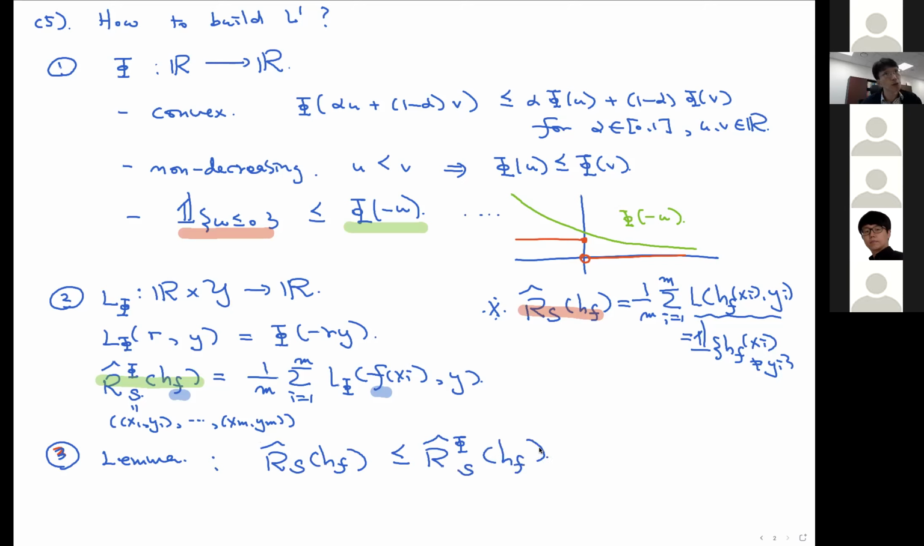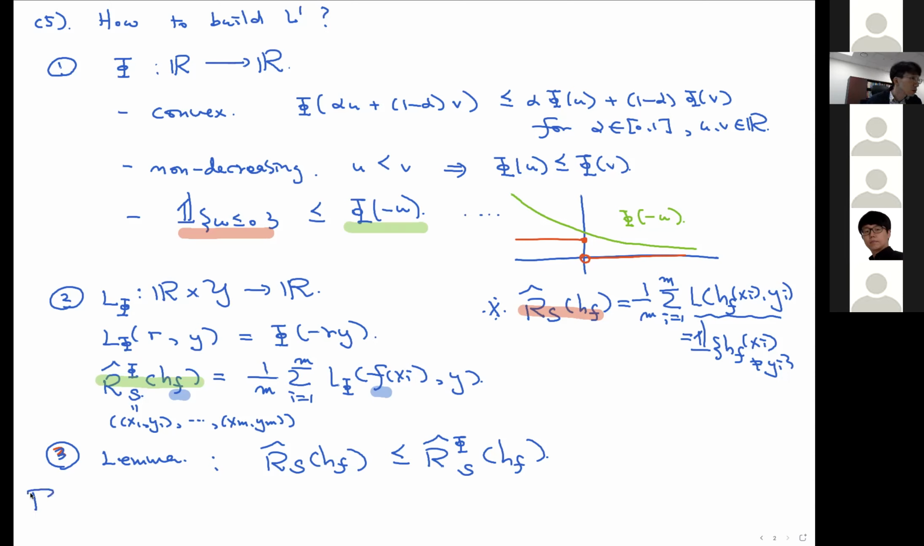Sometimes, not always, people use the word surrogate to mean that the new things they came up with actually provide an upper bound of the old things that they have to really deal with. Okay, so that's the case here.